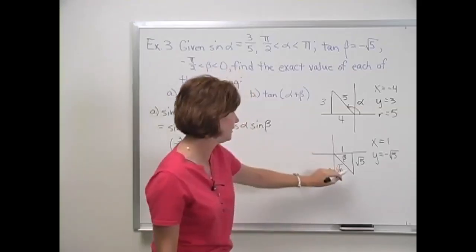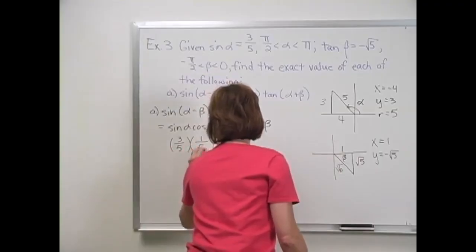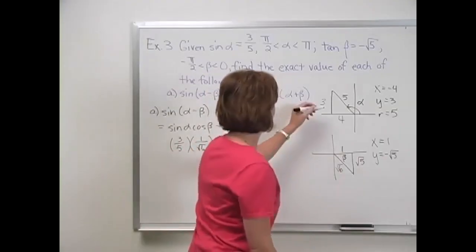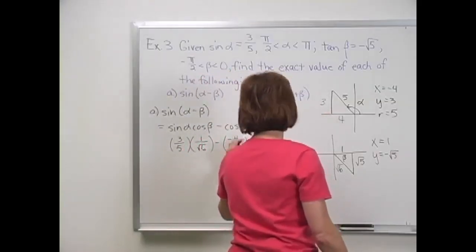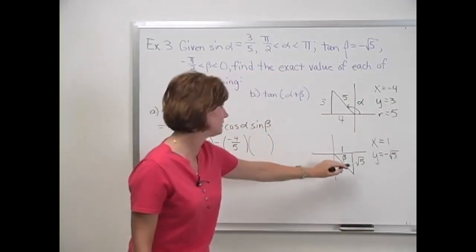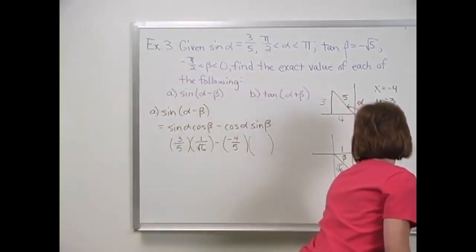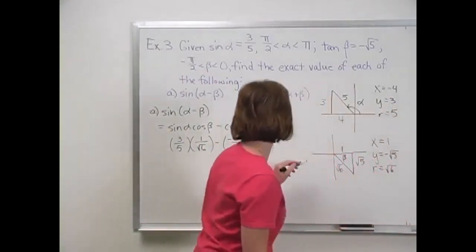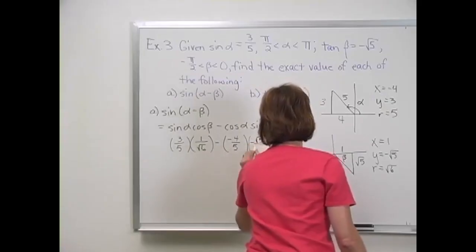Cosine of beta, we go here, x over r, so it's 1 over the square root of 6. Cosine of alpha would be negative 4/5. Remember, x is negative here. And the sine of beta is y over r. I didn't write r here. So the sine of beta would be negative square root of 5 over the square root of 6.